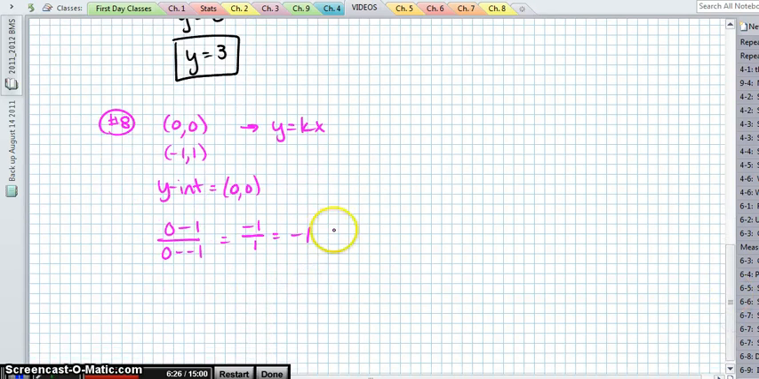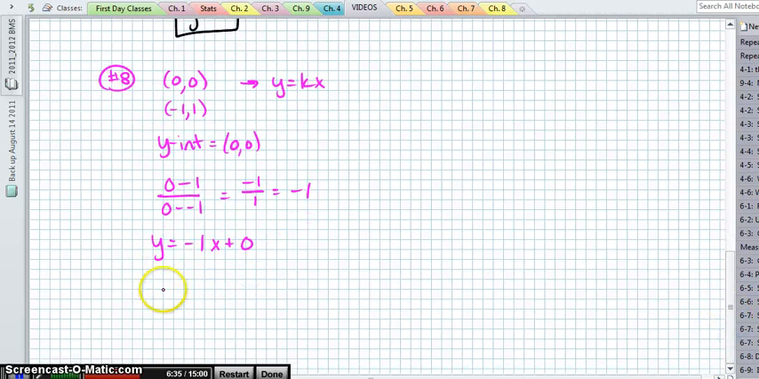So that is my slope. I can substitute it into my equation, y equals mx plus b, so y equals negative 1x plus 0. Again, this can be simplified. If you want to leave it y equals negative 1x for now, I will accept that, but to be completely simplified, we would just say y equals negative x.